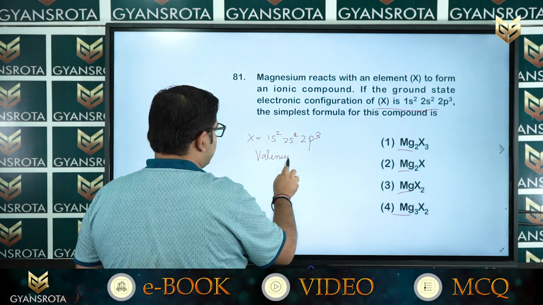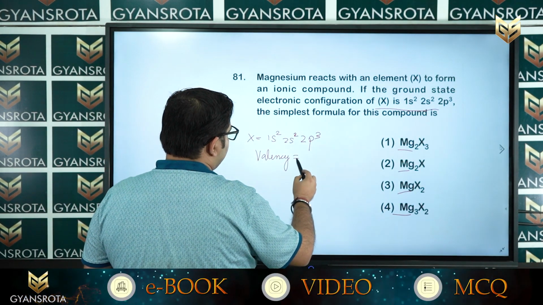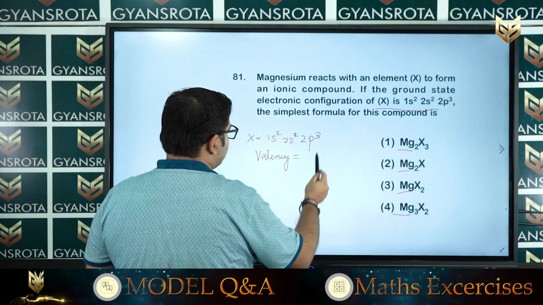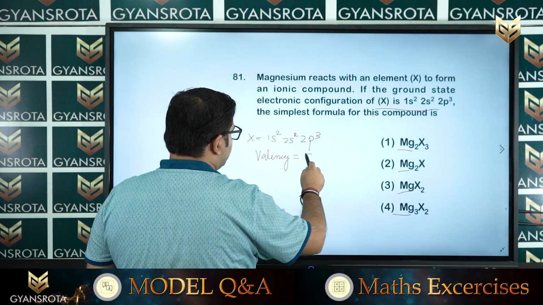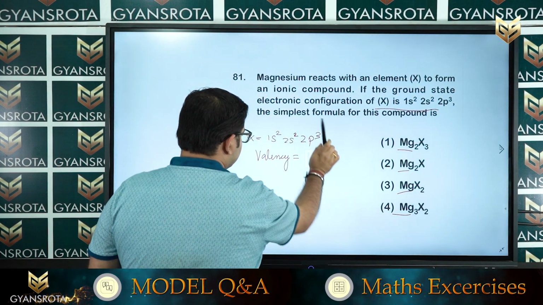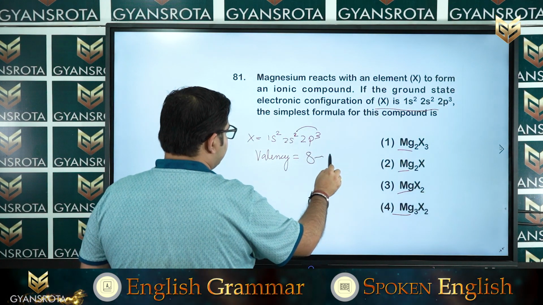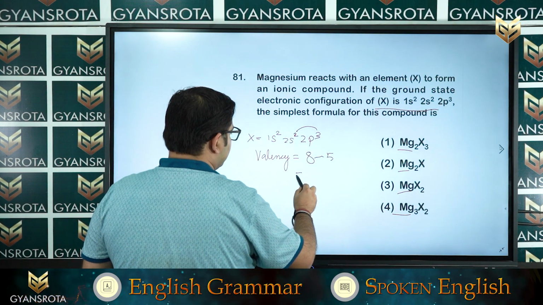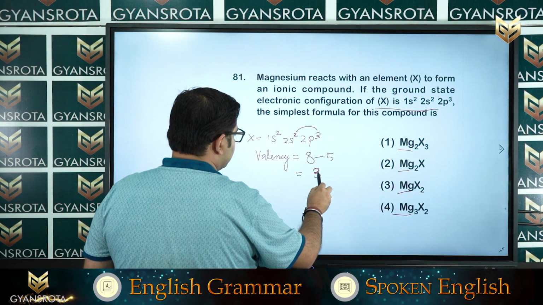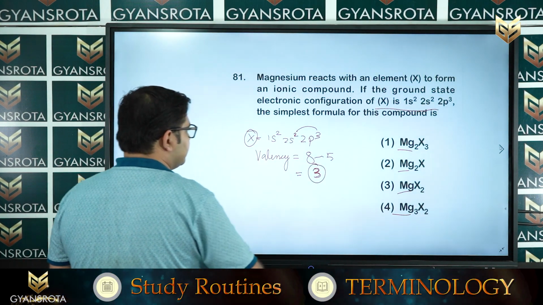This actually basically tells about the combining capacity. So, how to find it out? Because it is more than 4, so if it is more than 4, what we will do? We do 8 minus your outer one, that is 3, 4, 5, that is ultimately 8. So, for X, the valency is 3.